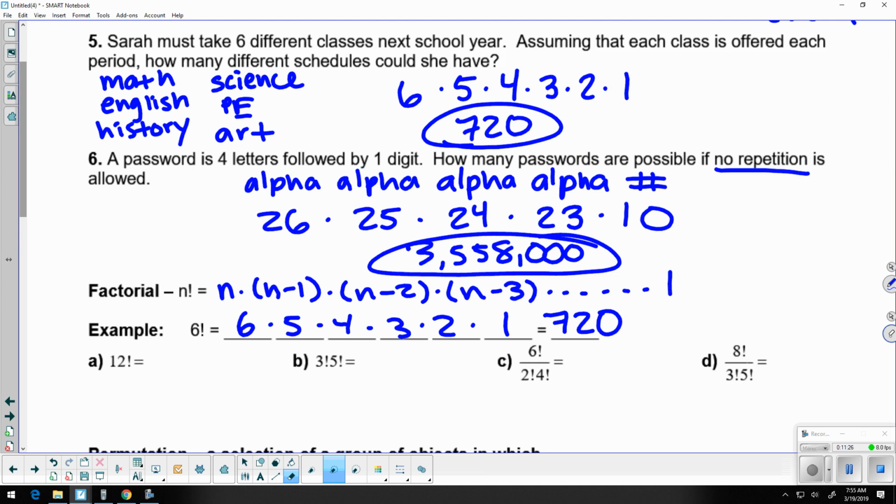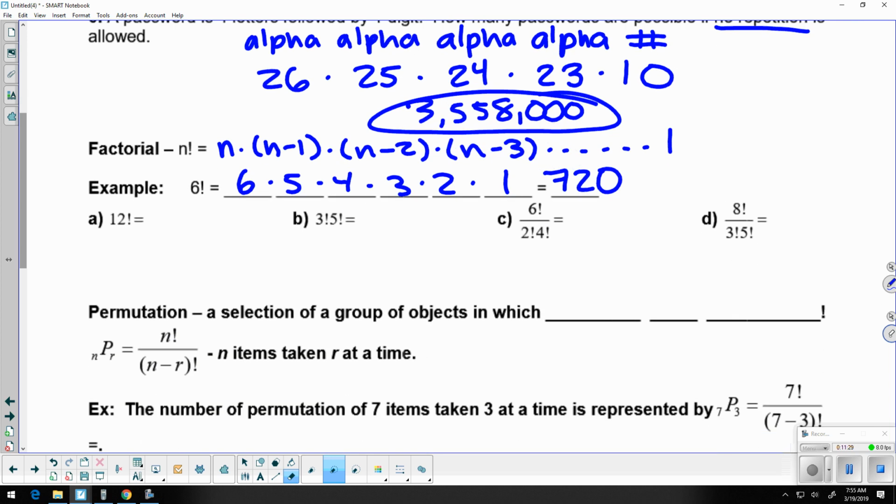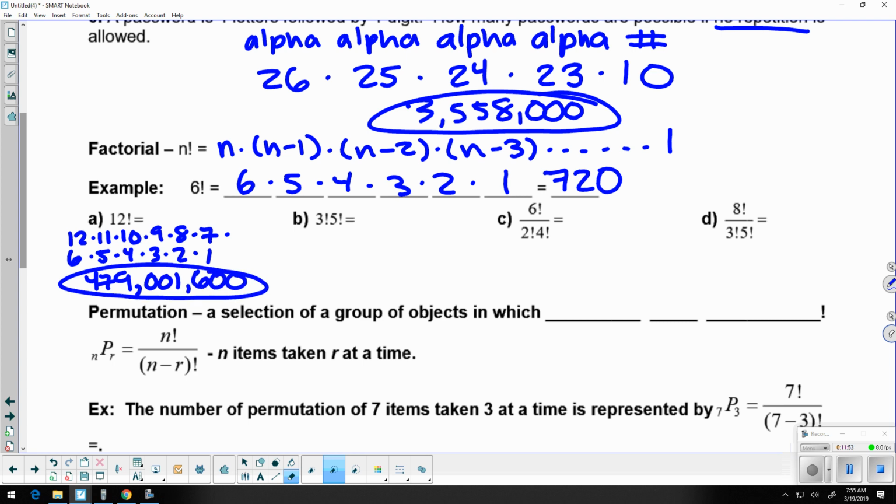Okay, so we're just going to practice working with some factorials. So 12 factorial as an example. That's doing 12 times 11 times 10 times 9, 8, 7, 6, 5, 4, 3, 2, all the way down to 1. So 12 factorial should come out to 479 million, 1,600. That is 12 factorial. The next one, we're doing 3 factorial times 5 factorial. So 3 times 2 times 1 times 5 times 4 times 3 times 2 times 1. Multiplying this all together, you should get 720.